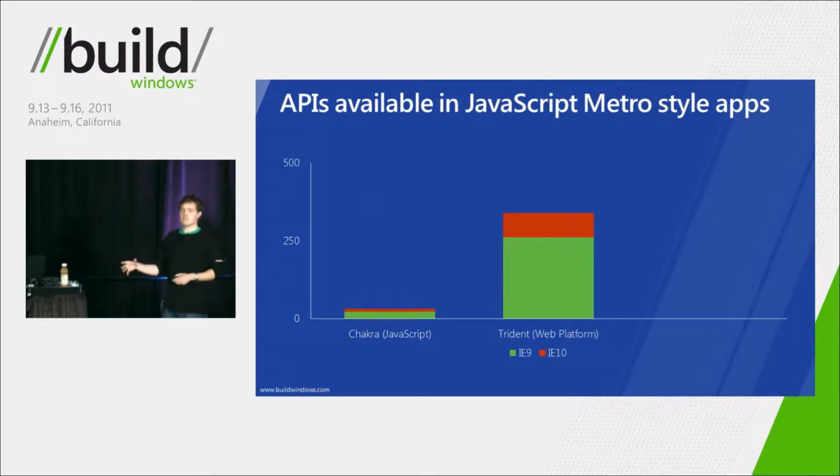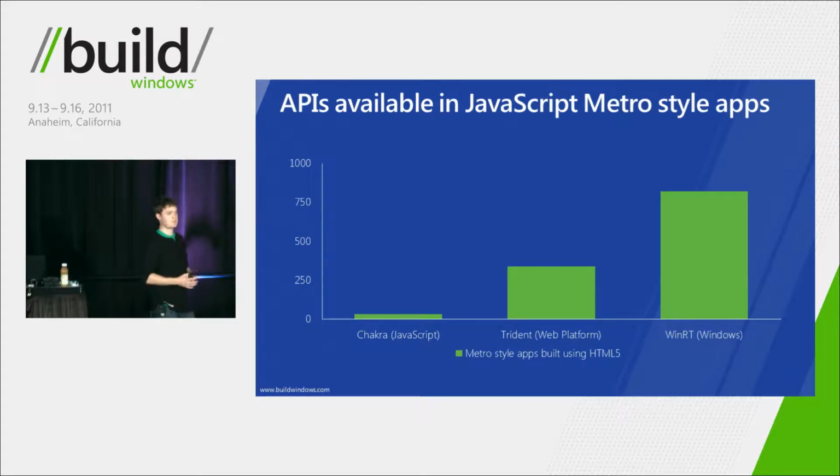Now, when we go over to Metro-style applications built using HTML5, you have access to all of these libraries. So everything you can do with the web platform, you can bring that technology, you can bring those components, you can bring those assets, and you can start using them in your Metro-style applications. But in addition, you also have access to the Windows runtime. And the Windows runtime is a huge set of APIs.